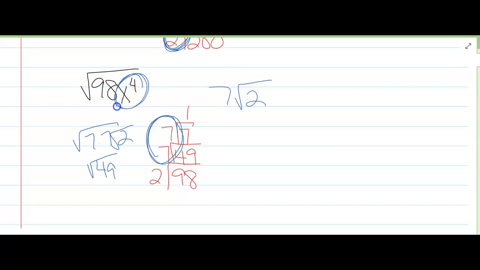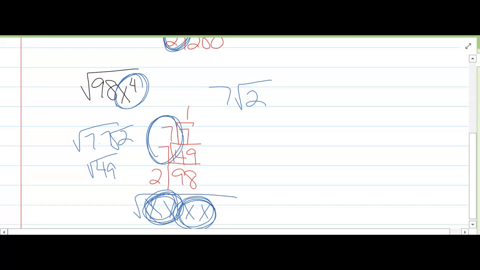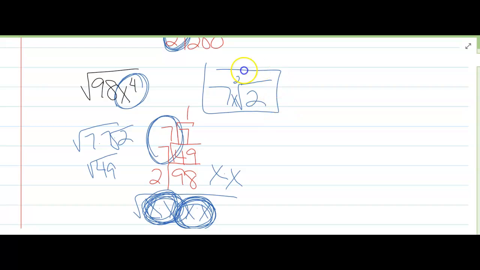Now the x to the 4th, what you're going to do with this is pretty much the same thing. If you have x to the fourth under the radical sign, every time you can pair up x's, it turns into an x on the outside of the radical sign. So this pair of x's would give me an x on the outside, and this pair of x's would give me an x on the outside, so I'd have a 7x squared square root of 2.